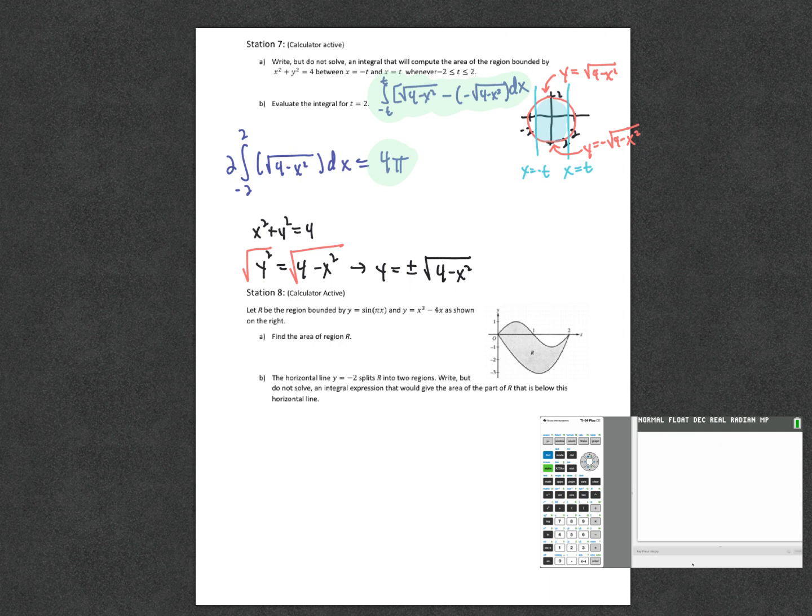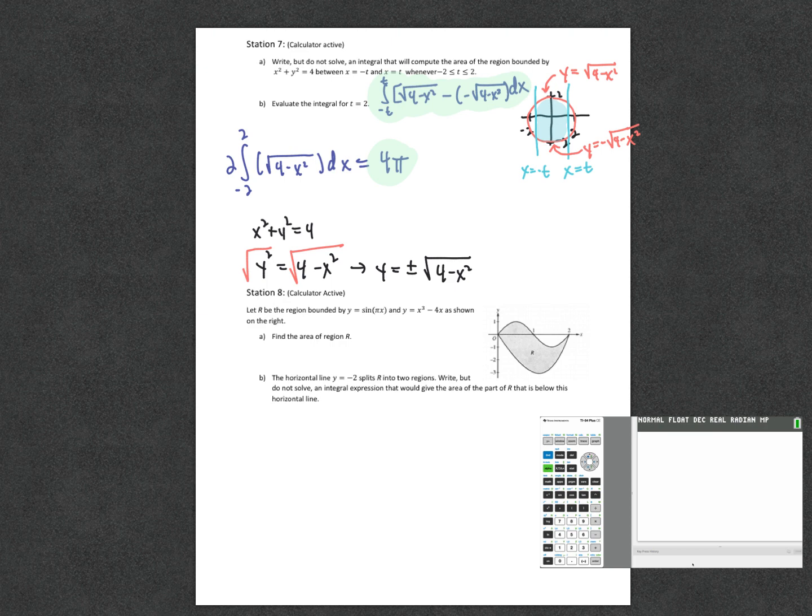Okay, and then the last problem is a calculator problem. They said let R be the region bounded by y equals sine pi x and y equals x cubed minus 4x as shown on the right. Find the area of region R. Okay, so this is nice. Our functions are already in terms of x. For this, there's a clear top and a clear bottom. We can see the top is this little sine wave, and the bottom must be the cubic function.